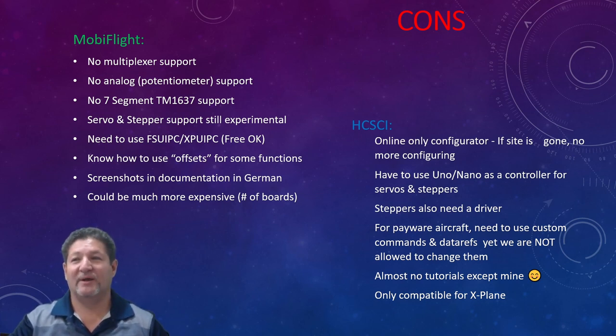All right, so now the other bad thing about it is that if you want to use servos or stepper motors, you have to use another Uno or a Nano as a controller for those two things. And for the stepper motors, you also have to use a driver. So you need the controller and the drivers instead of just being able to connect them directly to the Mega. So that's a negative for Hicksee right here.